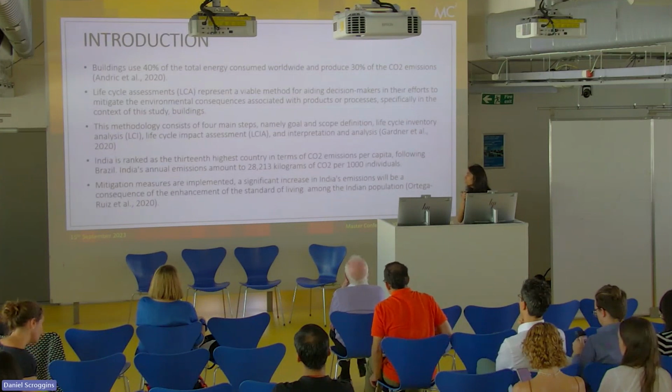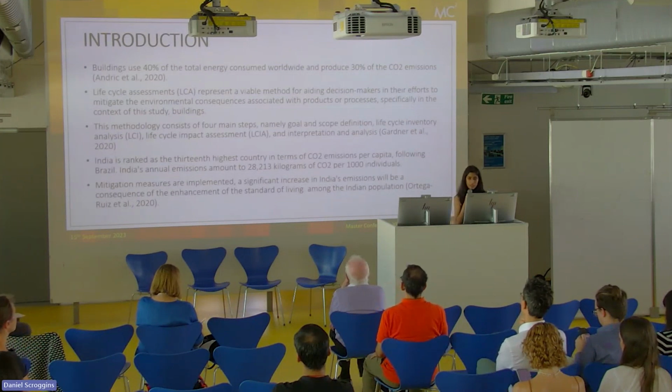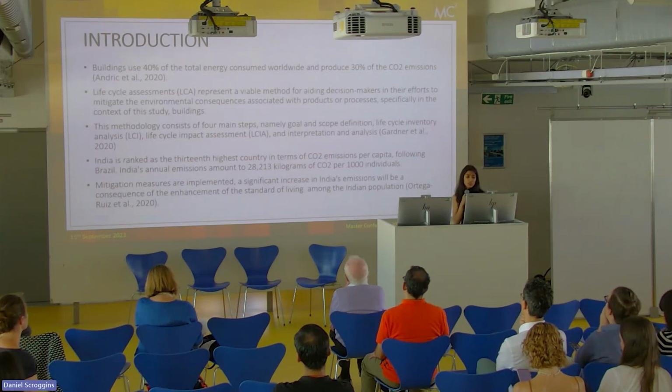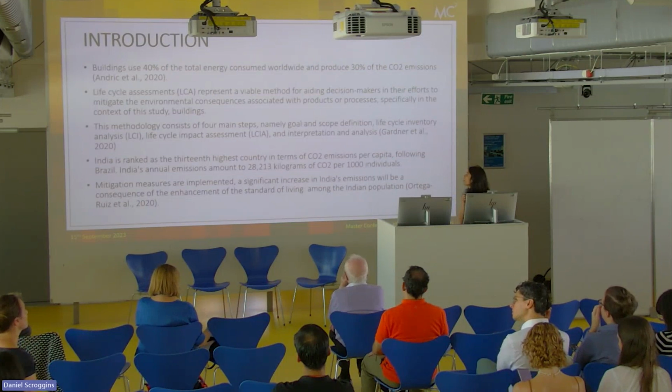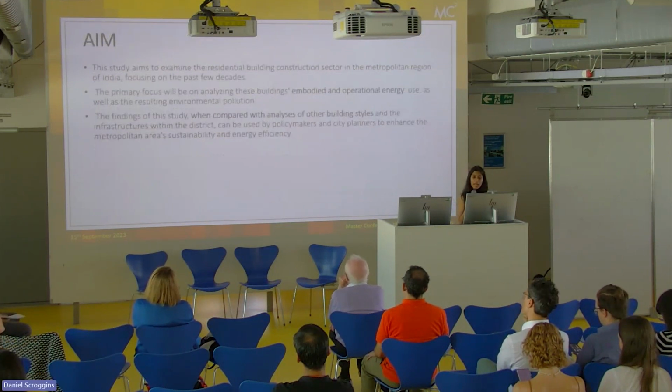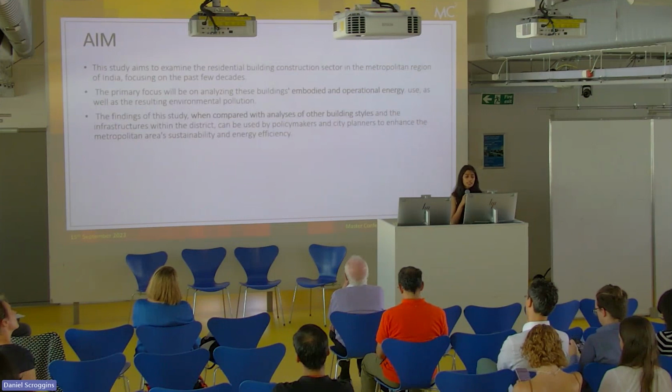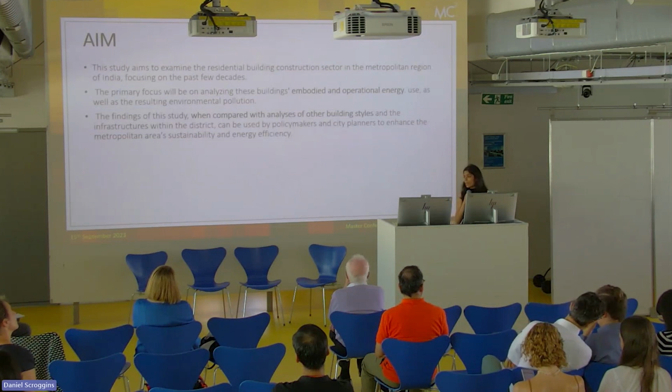And I chose India because India is the 13th highest country in terms of carbon consumption. It generates around 28,213 kilograms of CO2 per 1,000 individuals. The aim of the study was to examine the residential construction in India in a metropolitan region. With this thesis, I analyzed the embodied and the operational energy, and I compared the style of construction that is there in India.